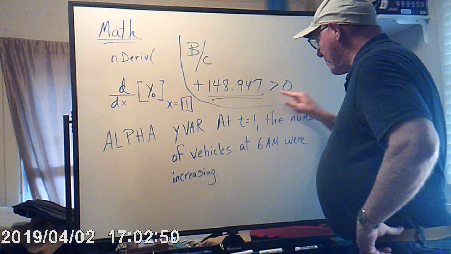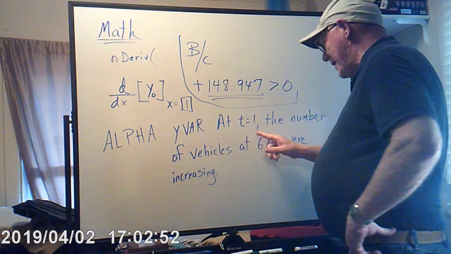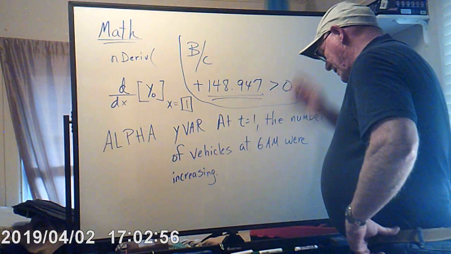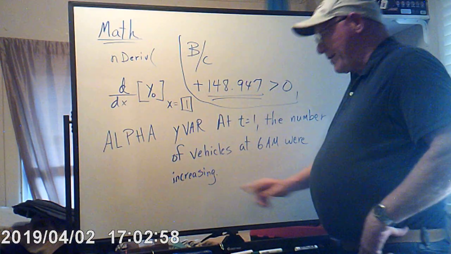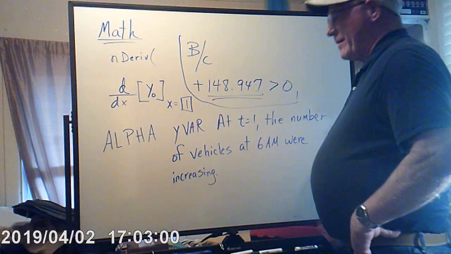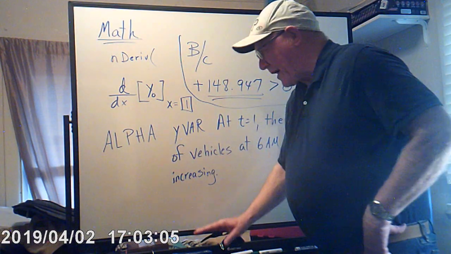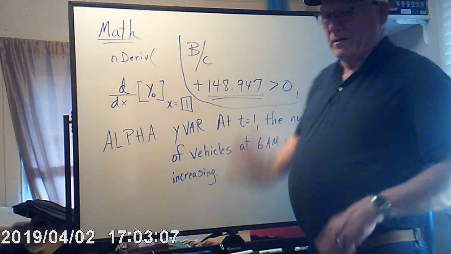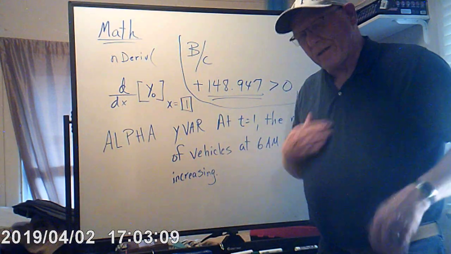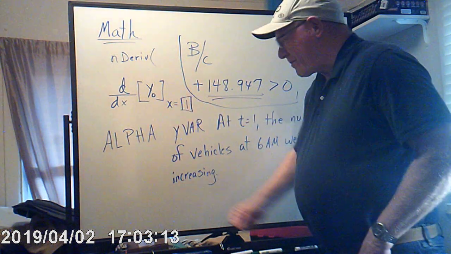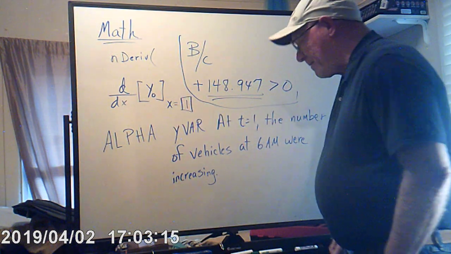148.947. This number is greater than 0. So then, at t equals 1, the number of vehicles at 6 a.m. are increasing, or were increasing, whatever. So, just a few things that you just have to remember to do. I know every calculator is a little bit different, so please bear with me if you have to deal with the one I was using.